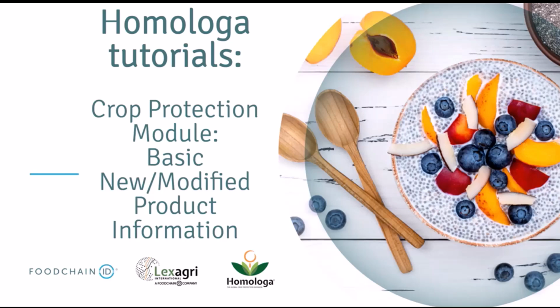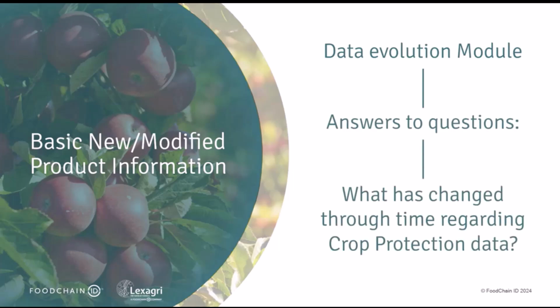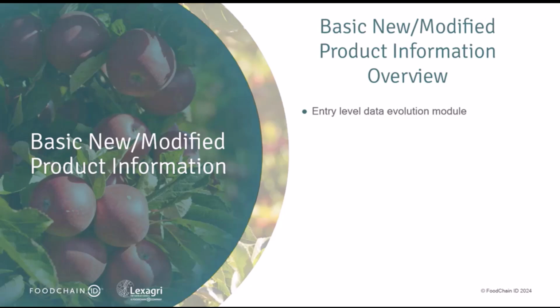Today we will review the first of Homologa's data evolution module family, basic new and modified product information. This module belongs to the data evolution module family, and it will help you answer questions related to the identification of crop production data that changed over time. Basic new and modified product information is the entry-level option in this data evolution set of modules, available in Homologa.